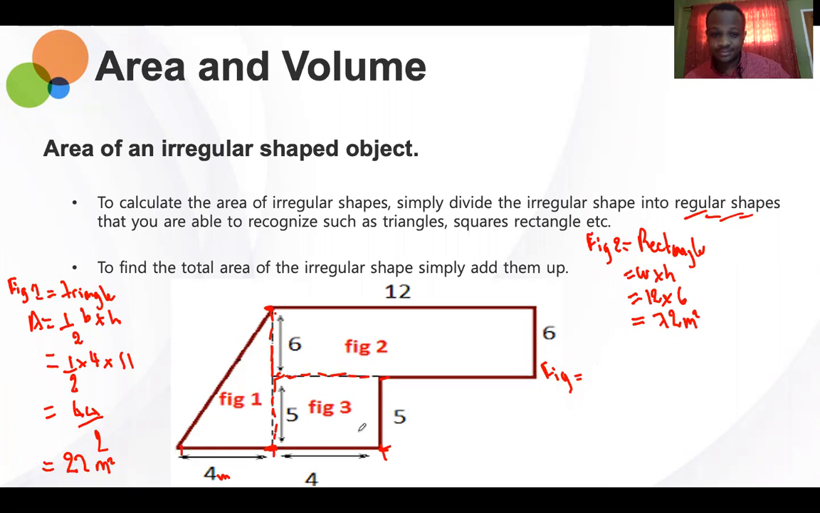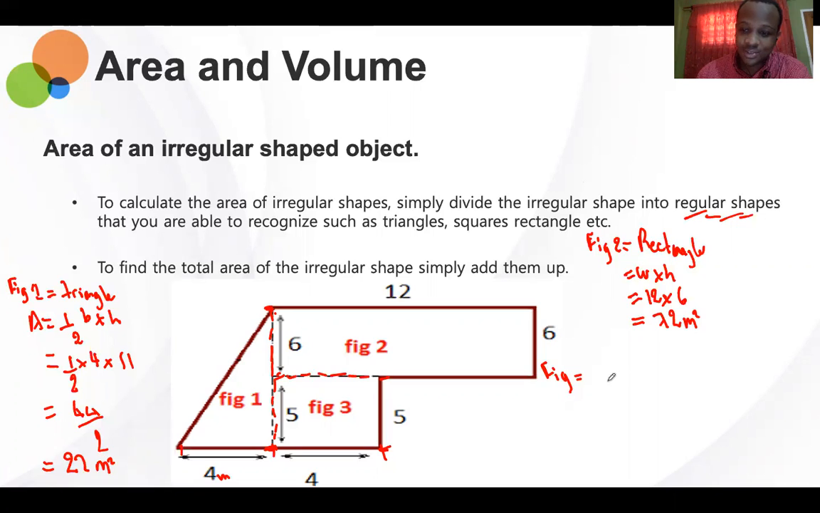Try again. Sir, that is a square. No, it's not. It looks like a square, but it's not a square. Sir, it's a rectangle. Who said that? Because in a square, all sides are equal, and if the side is 5 and the bottom side is 4, it is not equal.